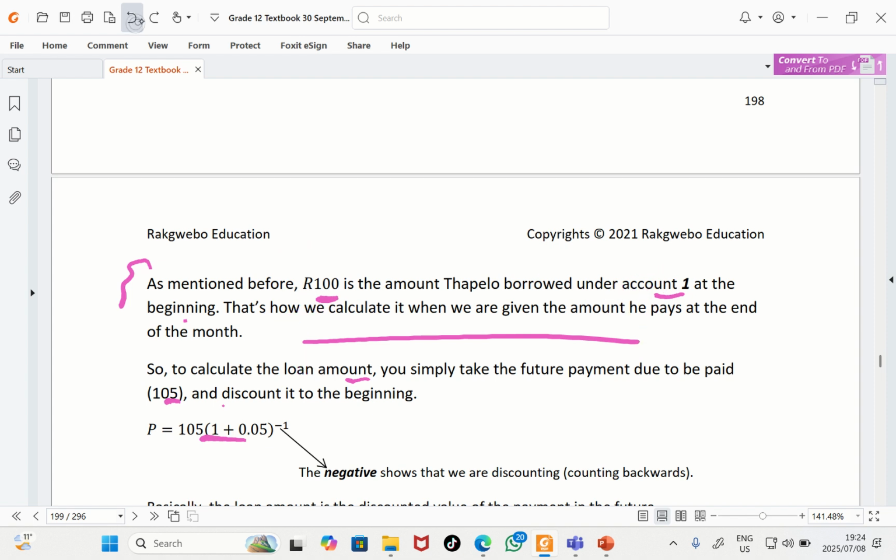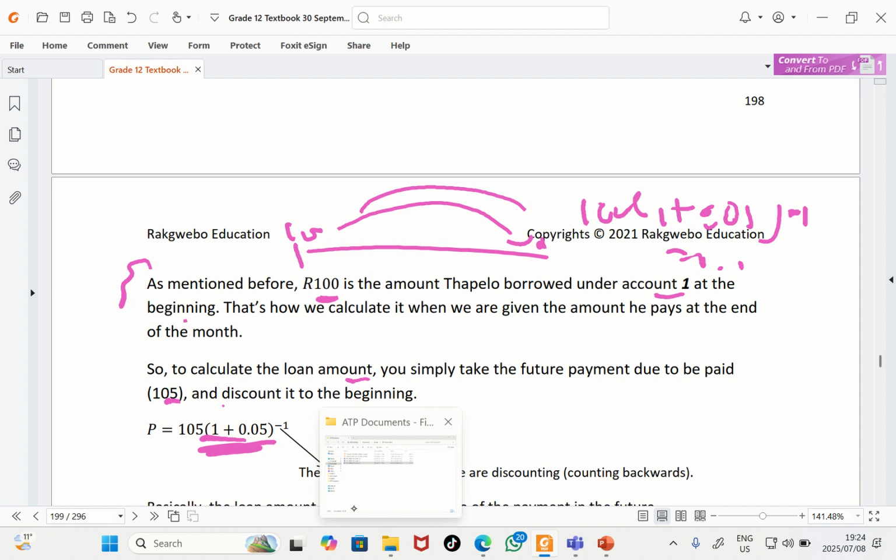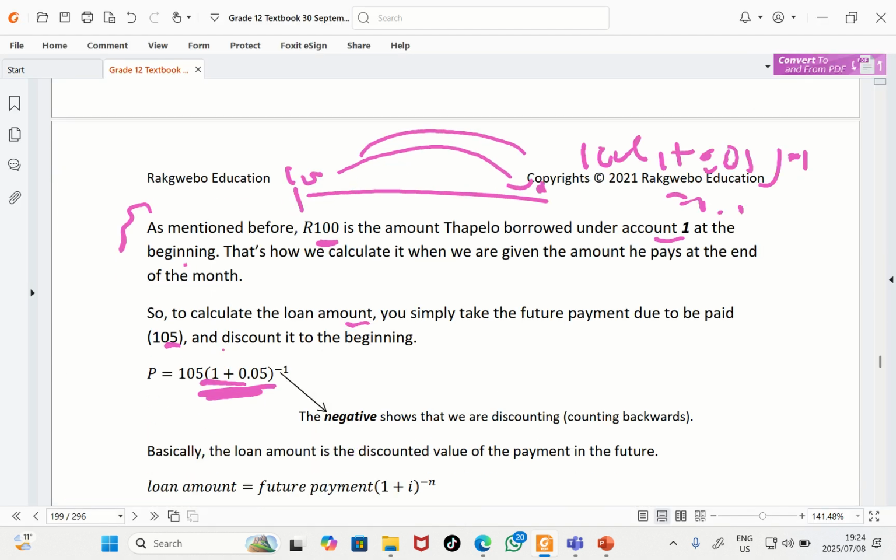Any questions? Okay, I'm going to touch on this just one more time. Initially, we had 100, took it to the future, and from today, we got 105. We put 1 there. We have this 105. When I take it back, you put minus there. You're going back. That's what it is. And the textbook explains quite explicitly that the negative shows that we're discounting or counting backwards.